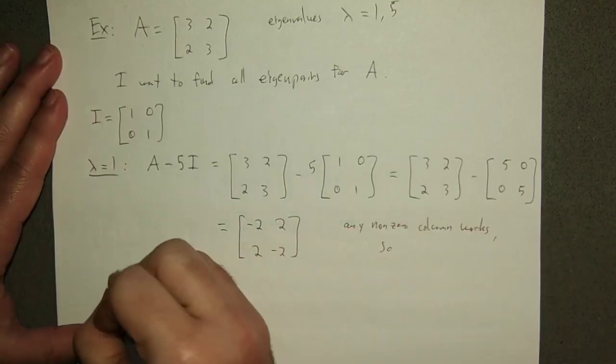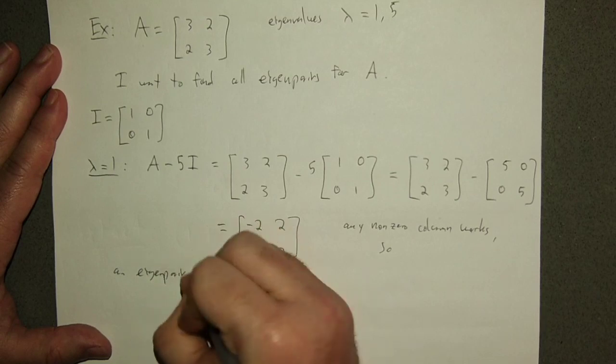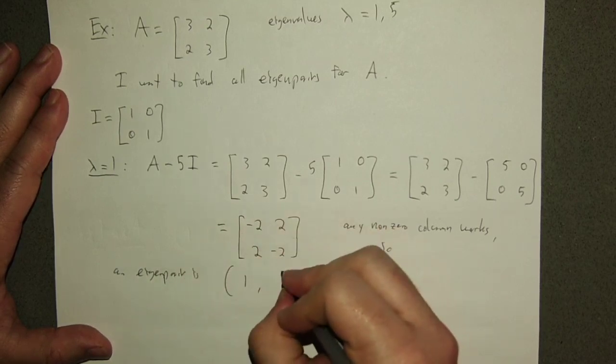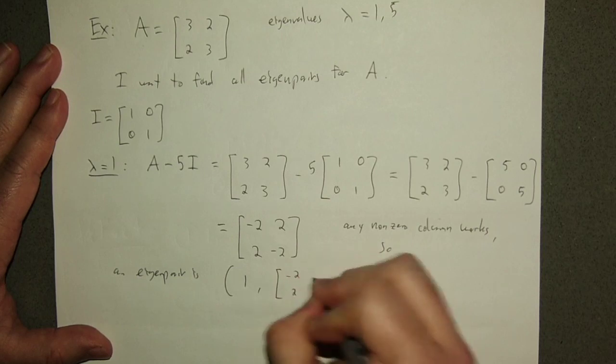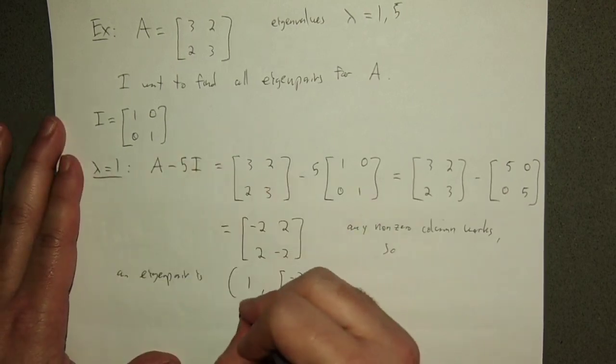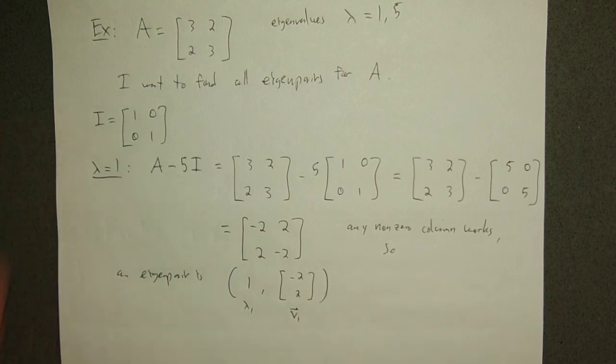So an eigenpair is 1, (minus 2, 2). In this case, I will call this lambda sub 1, and this will be called V1, which is the eigenvector associated to lambda sub 1.